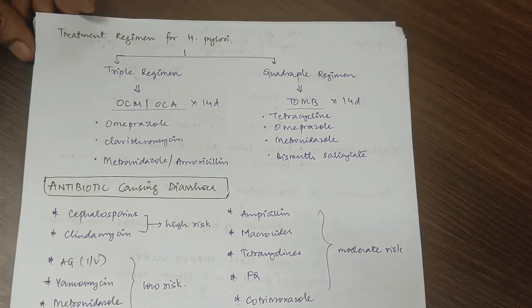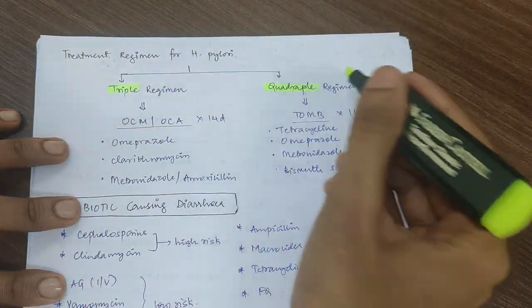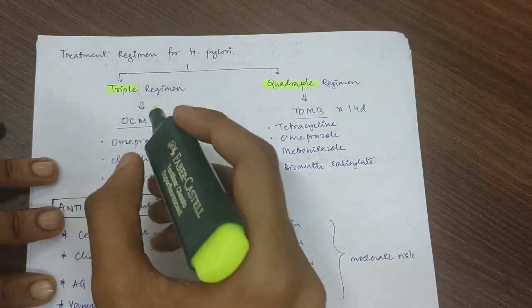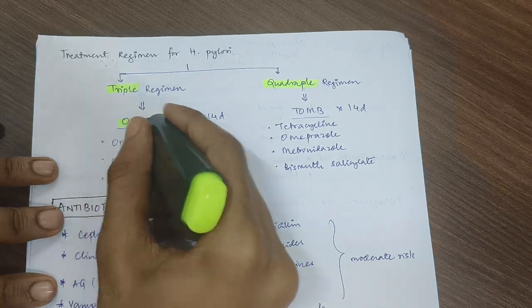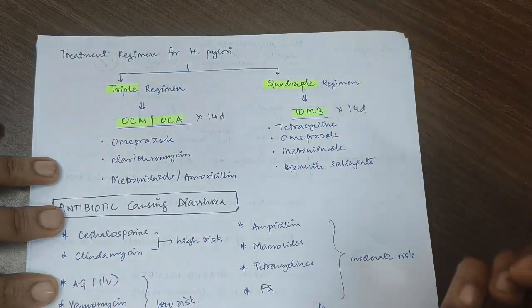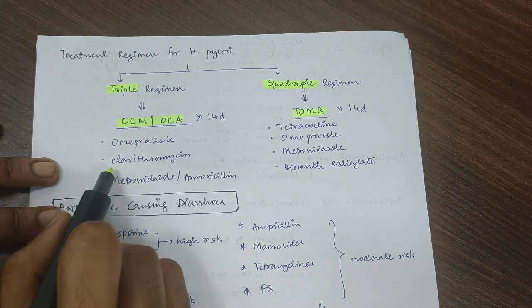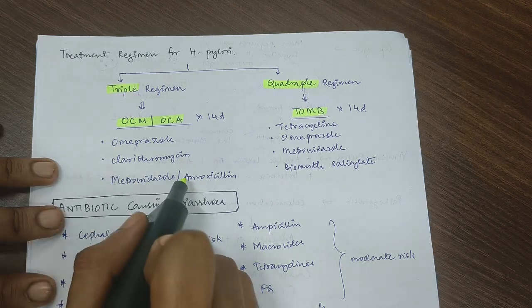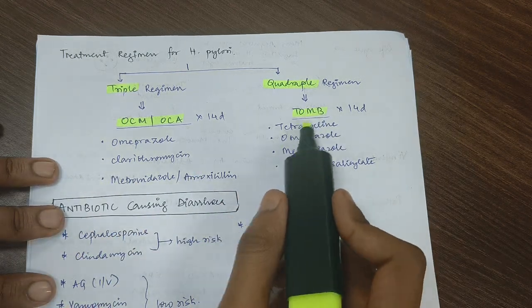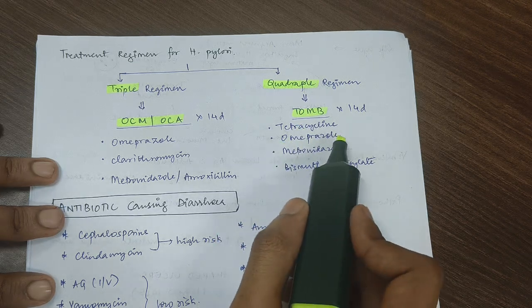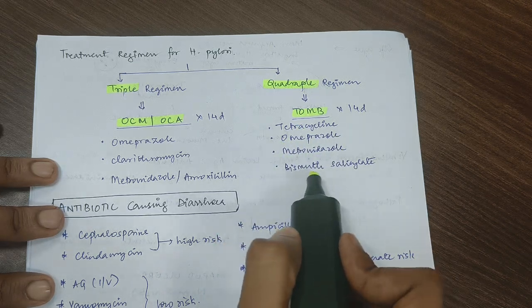Treatment regimen for H. pylori. One is the triple regimen, the other one is the quadruple regimen. The triple regimen is OCM, or OCA. Quadruple is the TOMB regimen. Both are for 14 days. Remember, O is for omeprazole, C is for clarithromycin, M is for metronidazole, A is for amoxicillin. In the TOMB regimen, T is for tetracycline, O is for omeprazole, M is for metronidazole, B is for bismuth salicylate.